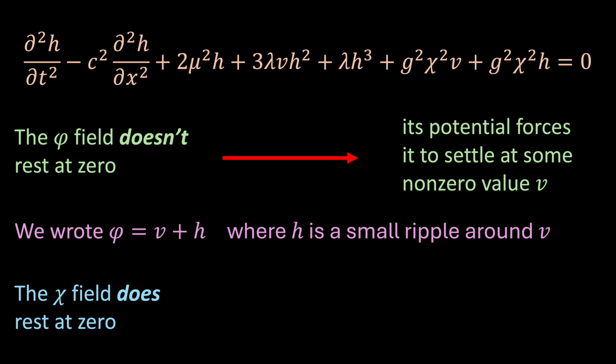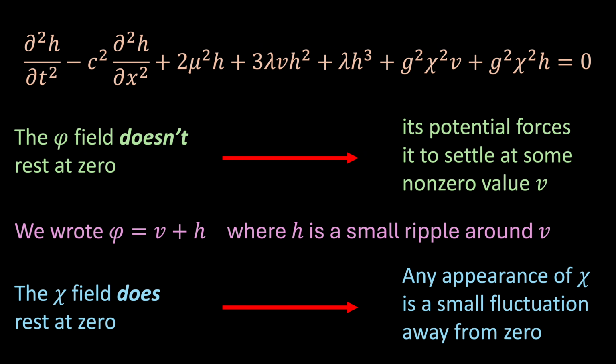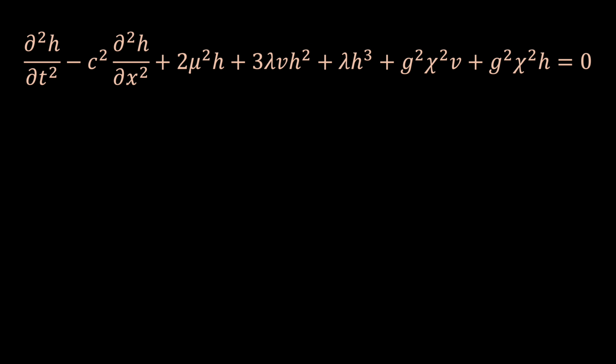The chi field, by contrast, does rest at zero, since, if you recall, it was chosen to have no potential of its own. And therefore, any appearance of chi in the equations is already a small fluctuation away from the field's zero average rest value. And so, in this equation of motion, both h and chi represent tiny disturbances around their respective resting values.